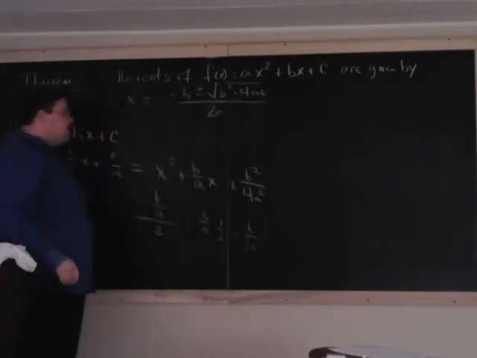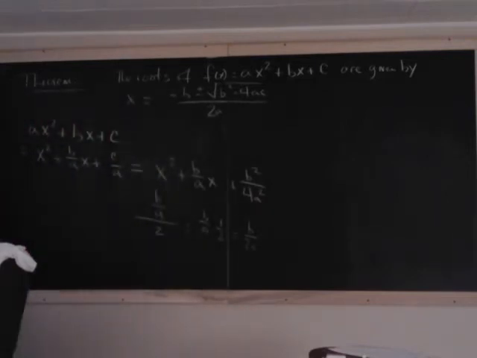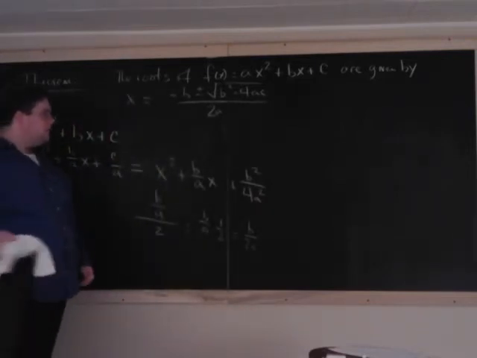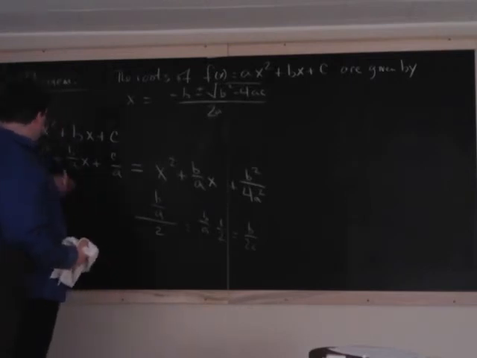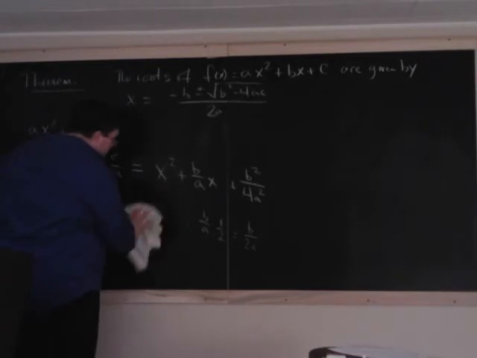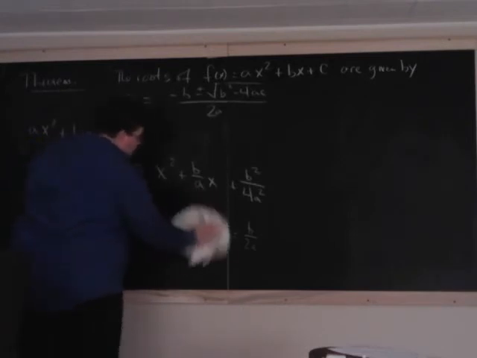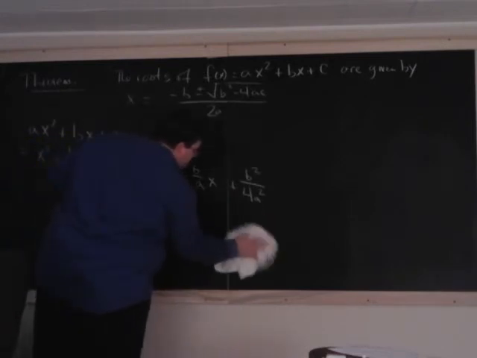So that thing squared is b squared over 4a squared. So we looked at the coefficient on x, took half of it, and squared it. I'm going to erase this so it's out of the way of the rest of the computation.